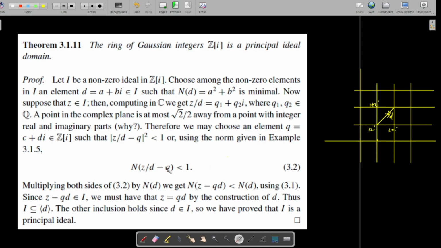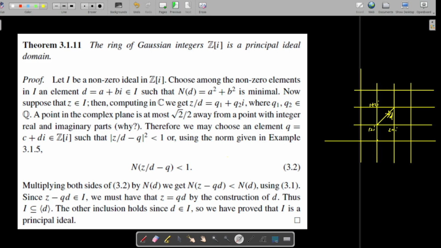And if we multiply both sides by the norm of d, you will get the norm of d times the norm of z by d minus q, that is the norm of z minus qd, which is less than the norm of d. So what is the condition for d? We choose d belonging to I such that its norm is minimal. Among all the elements of I, d has the least norm. So here we found an element z minus qd which has norm less than that of d.